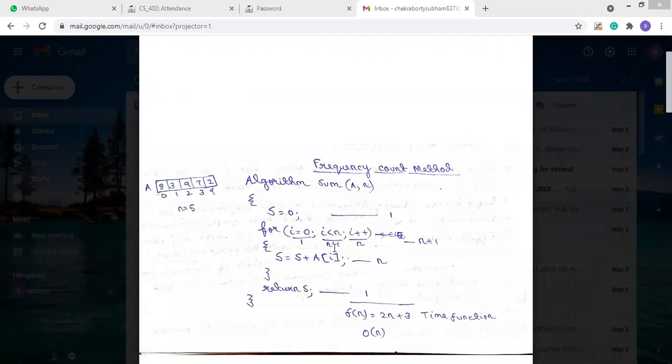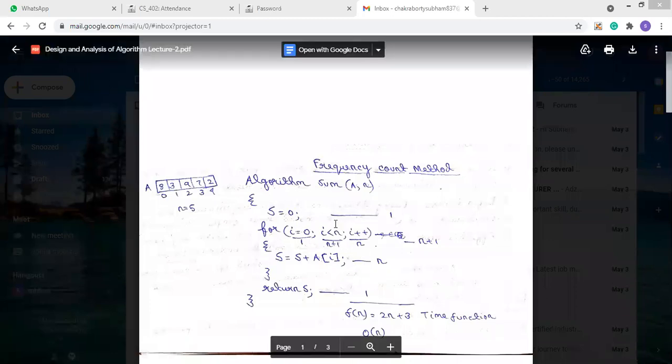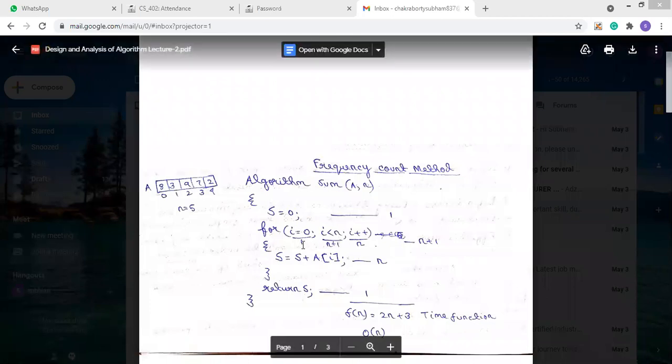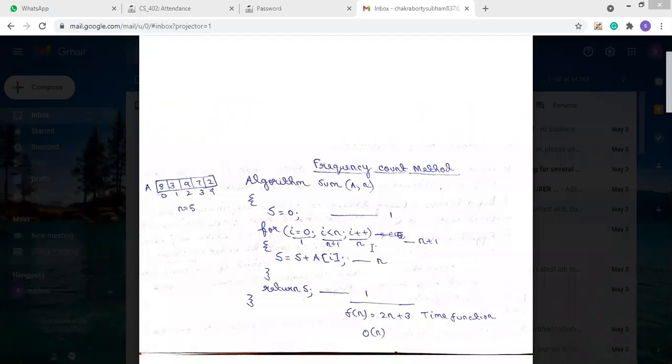So the I value will be incremented n times. During this, whenever there is a loop, we only consider the number of times the loop will be executed based on the condition checking. That's why you see that we have omitted these two values 1 and n and only written n plus 1.